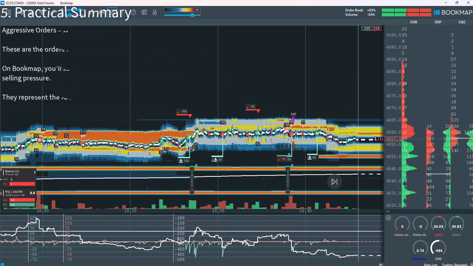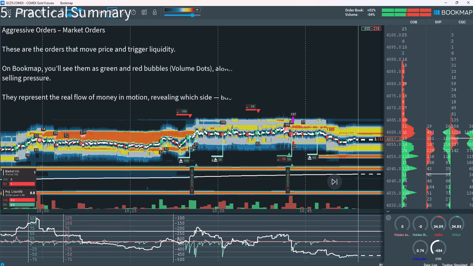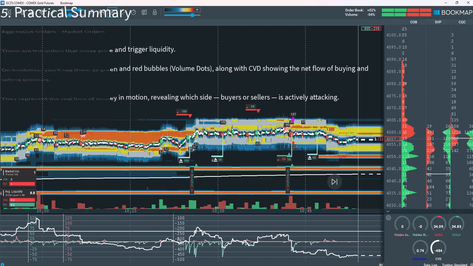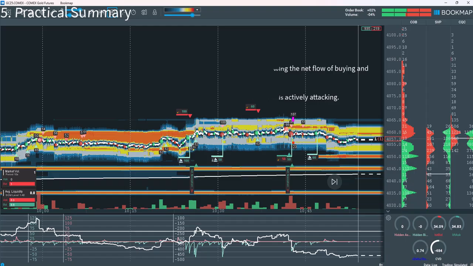Aggressive orders, market orders. These are the orders that move price and trigger liquidity. On Bookmap, you'll see them as green and red bubbles, along with CVD showing the net flow of buying and selling pressure. They represent the real flow of money in motion, revealing which side, buyers or sellers, is actively attacking.